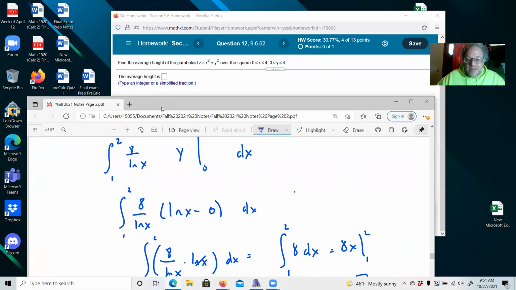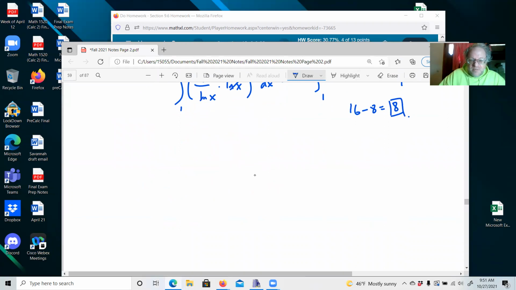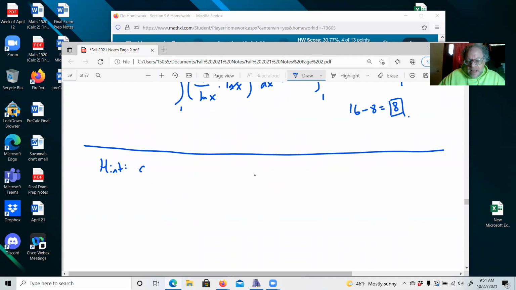Okay, find the average height of the paraboloid. This is another one that isn't as bad of a problem, but I would certainly provide you this information. Average height. Remember, average value, it's 1 over the area times the integral. I would certainly provide this to you because this is not information you should just be carrying around in your head. Not a bad problem, but I would have to give you this.